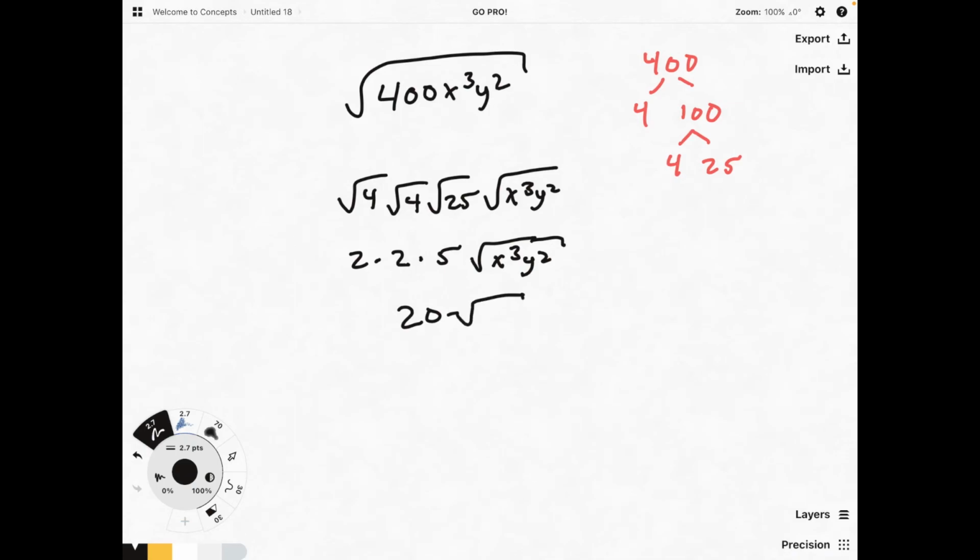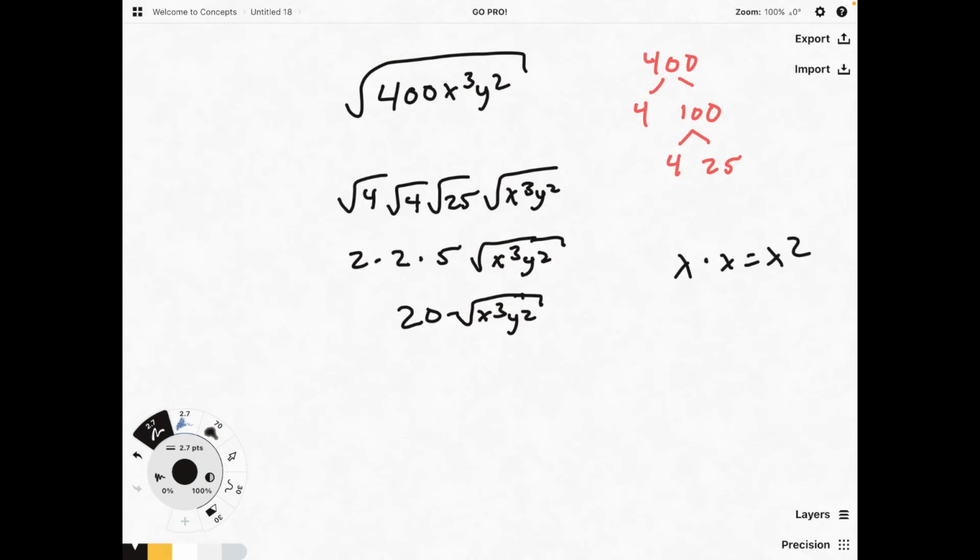However, we're still left with the x cubed y squared. When dealing with variables under the radical, all you need to do is remember your exponent rules, which again I have in the description below if you need a refresher. The easy thing to remember if we're dealing with a regular square root is to subtract 2 from your exponent, and when you subtract 2, you can move it outside, because remember, x times x is equal to x squared.